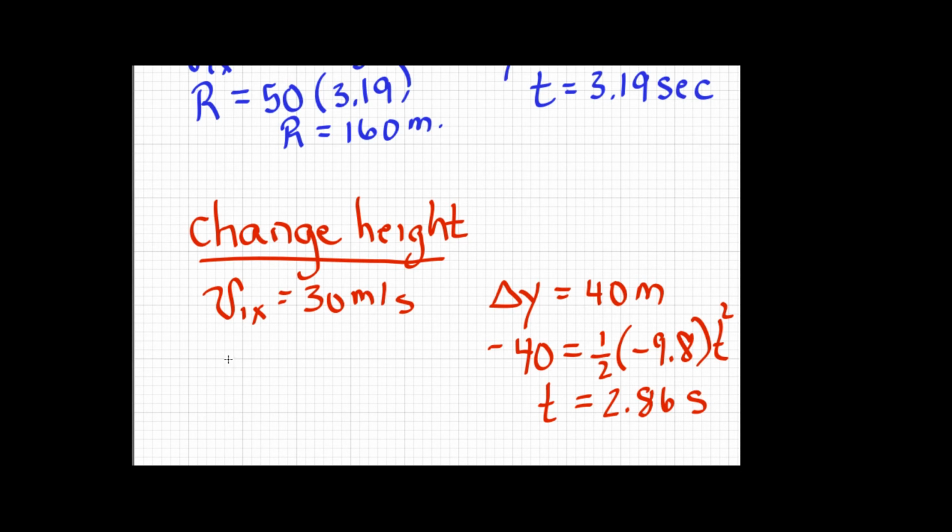So now not only will it affect the time that it hits the ground, it's also going to affect the range because it's going to take less time to get there. So I take my 30 meters per second times the 2.86, and my new range, you'll see, is a lot shorter, is 85.8 meters.